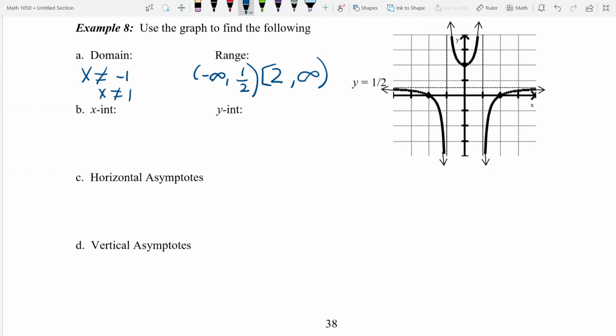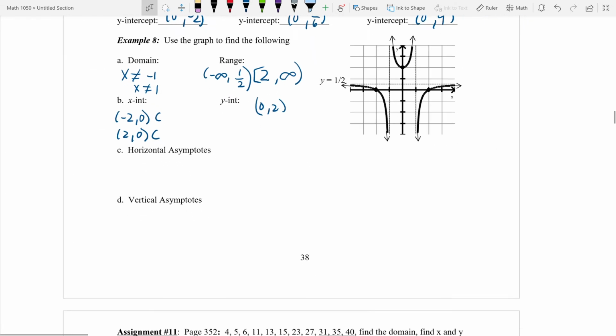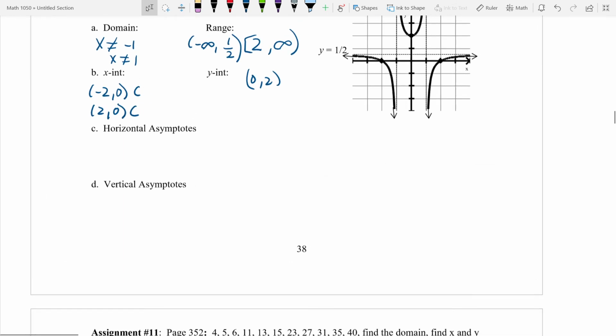X-intercepts, you have 2 of them. They are (-2, 0) and (2, 0). Does the (-2, 0) bounce or cross? It crosses. How about the (2, 0)? Bounces or crosses? Crosses. Look at the graph. What's the y-intercept? It is (0, 2). Horizontal asymptote, you have one of them. You could never assume, but they're telling you. What is it? 1/2. Yeah, the horizontal asymptote is y equals 1/2.